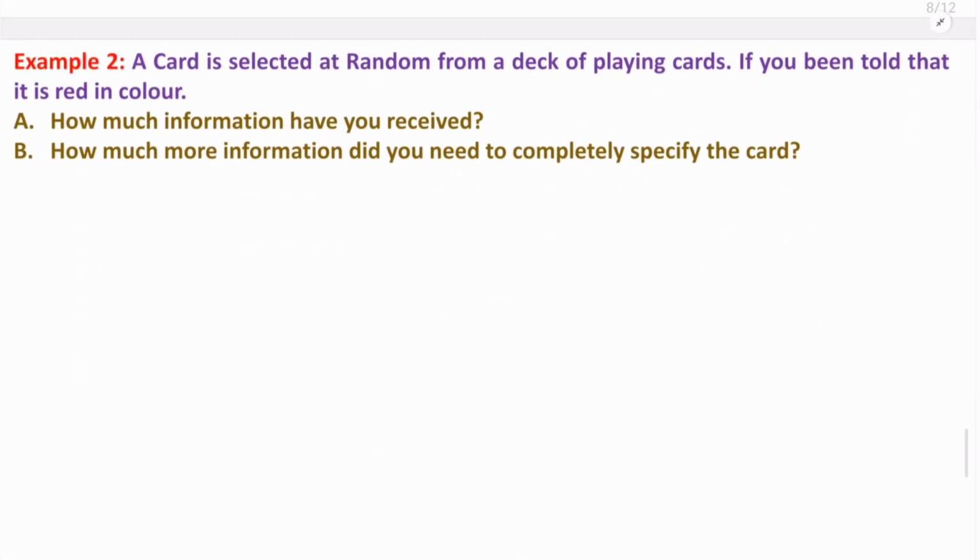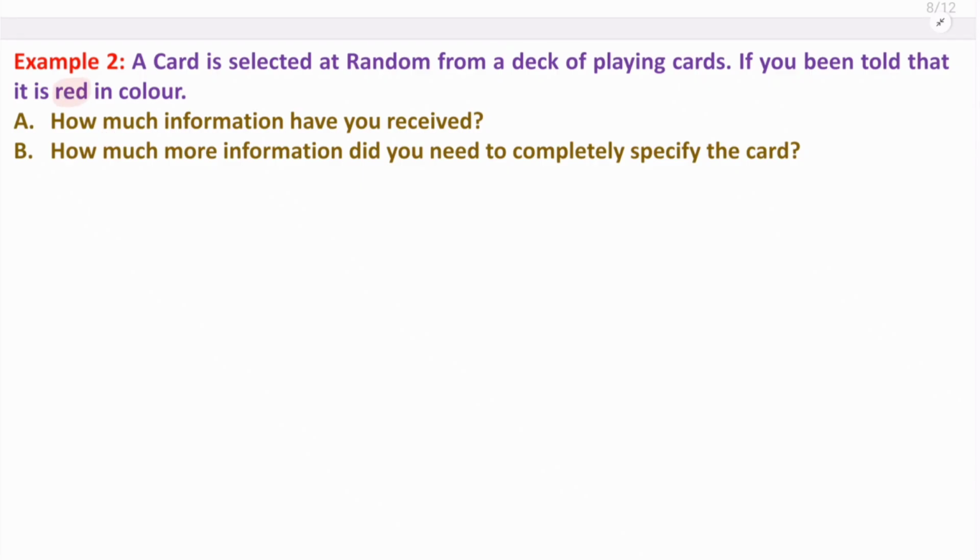Now let me solve second problem. See, in second problem, a card is selected at random from a deck of playing cards. So we are selecting a card randomly. If you have been told that it is red in color, then identify A, that is how much information you have received. So here we have been given with condition that card is in red color.